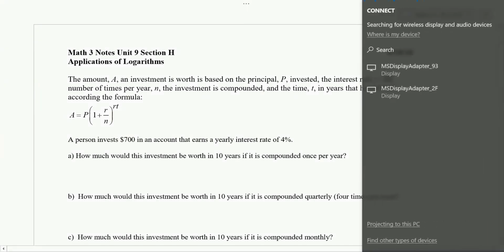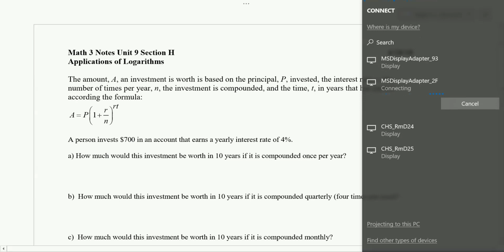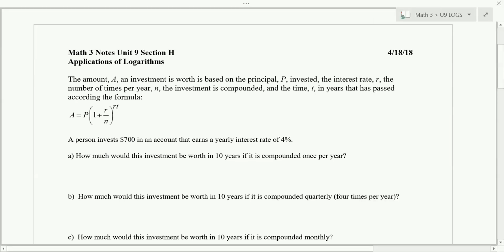$1 million a year set for a while. $100 million. Okay.